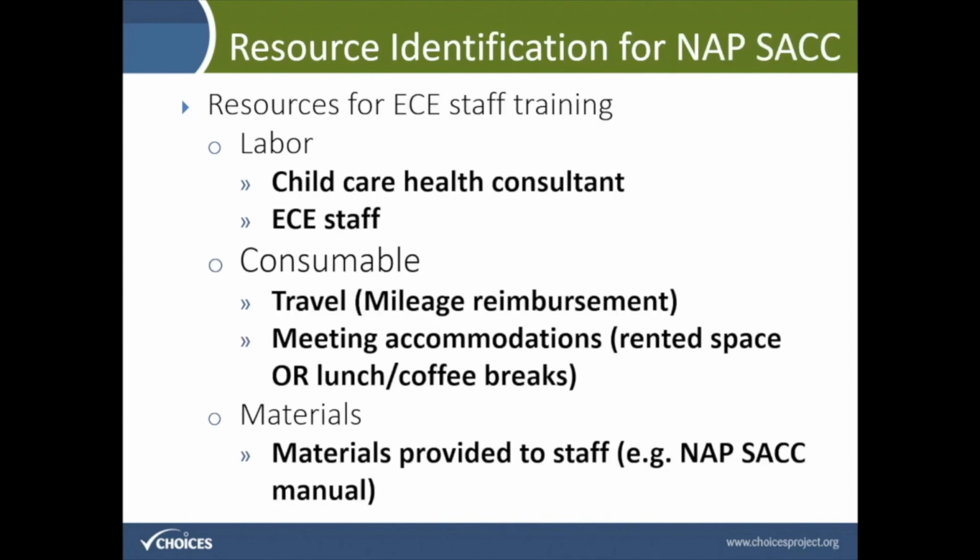So using our example of NAP SACC again, let's just take a look at some resource identification for one activity, which is the training part of the intervention. So for the ECE staff training, in the labor category of resources, there would certainly be labor on the part of the child care health consultant. And there would also be labor time on the part of the ECE staff that is being trained.